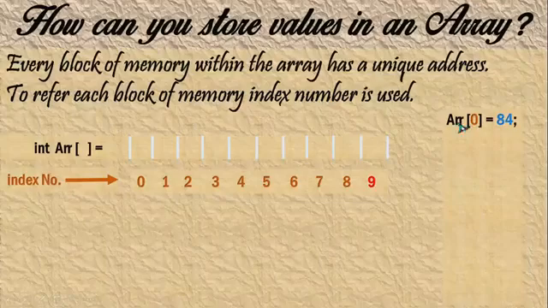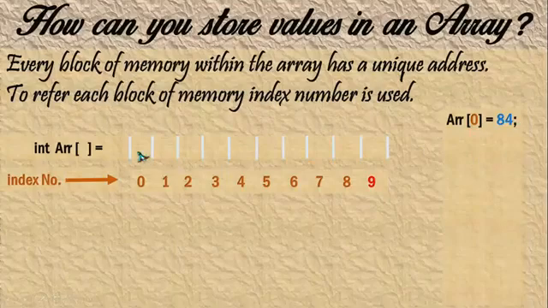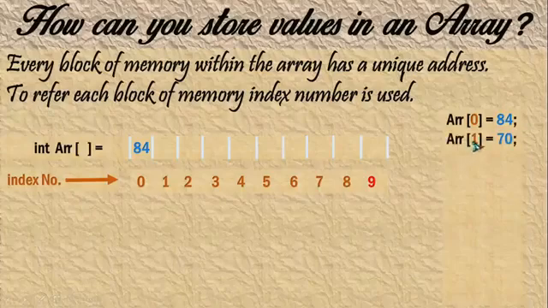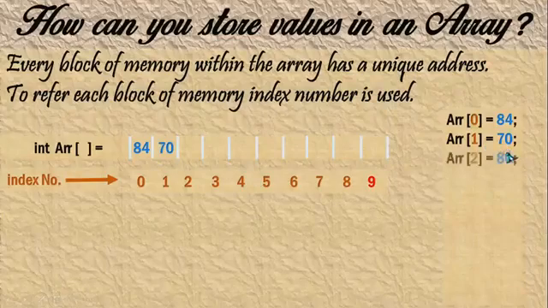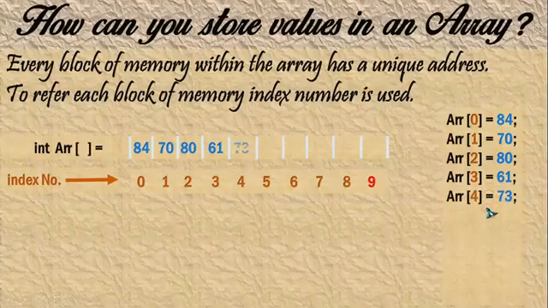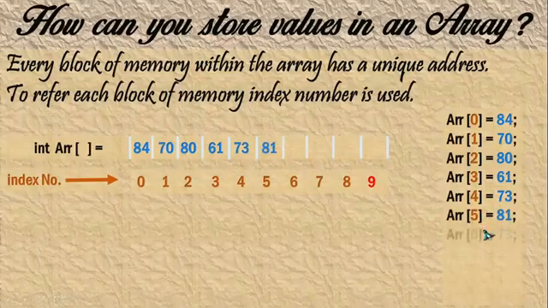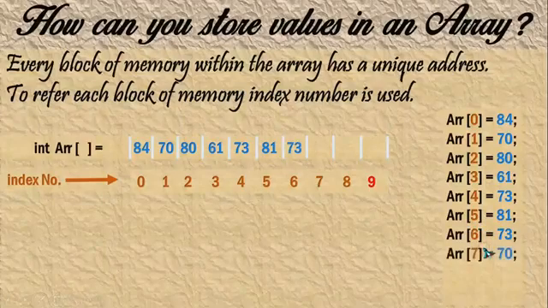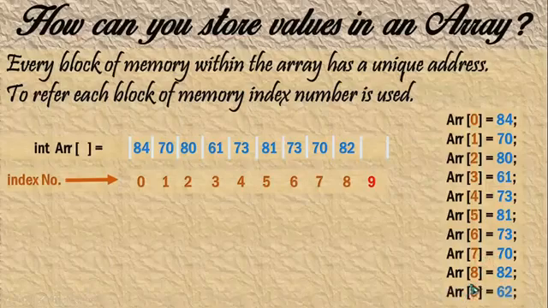For example, we have ARR of 0. So that is the index number, and then I have given 84 as value. So 84 goes and stores in this place. Same like that, if I give ARR of 1 and then 70 is the value, 70 will get stored like this. So all other values I just store. So at last the 9th index, that is the 10th memory allocation, 62 is stored.